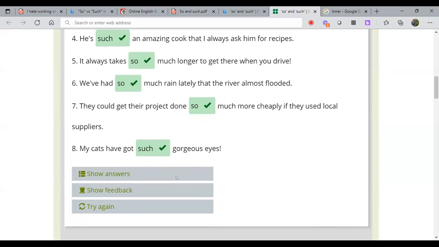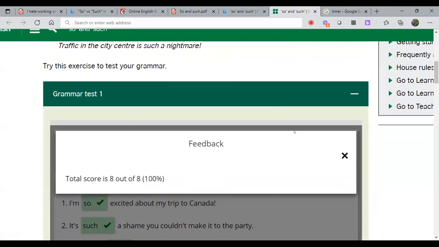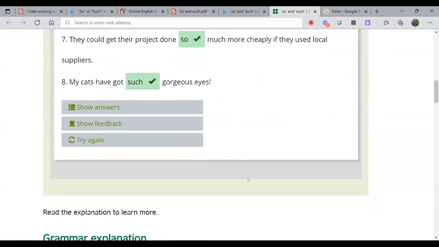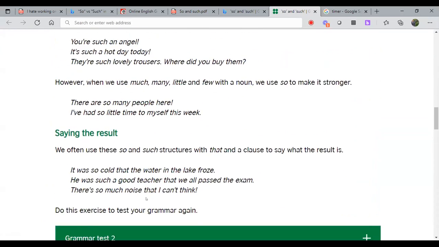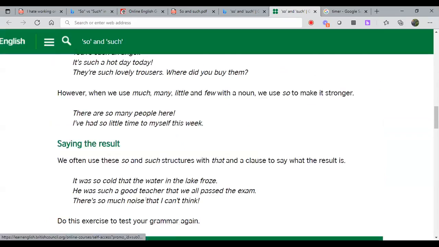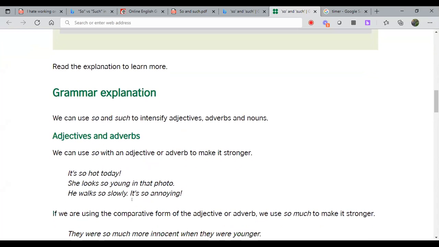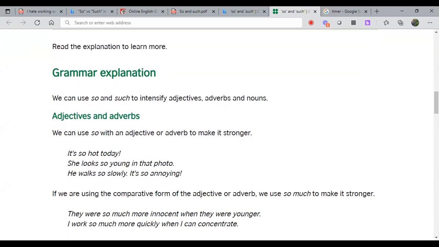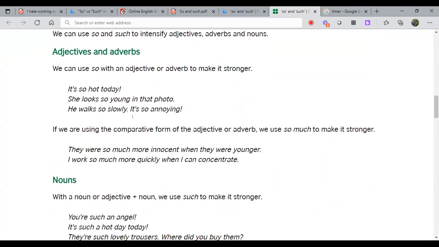¿Ok? Things like that. Do you have any questions, by the way? And we have the feedback in here. Right? Any questions so far? Okay, and I was telling you, here we have some explanations in there. Okay? Y aquí se lo dividen a ustedes, mire, le dicen, ¿verdad? Adjectives and adverbs, prácticamente es el so. Okay? It is so hot today. Muy caliente este día. Ha estado bien caliente. Bien cálido. Siguiente. She looks so young in the photo, ¿verdad? Ella luce bien joven. Está bien joven, ¿verdad? En la fotografía.